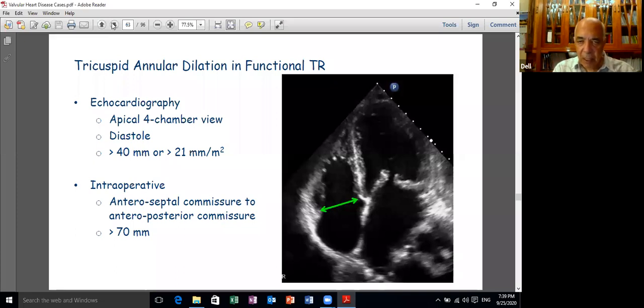Now, the tricuspid ring can also be measured during the operation by using a ruler for the distance between the anteroseptal commissure and the anteroposterior commissure, or by using a three-dimensional en face view echocardiogram. A measurement of 70 millimeters is an indication of tricuspid annular dilatation, and this 70 millimeters between the anteroseptal commissure and the anteroposterior commissure exactly correlates with the 40 millimeter measurement in the apical four-chamber view. So this is an important point.